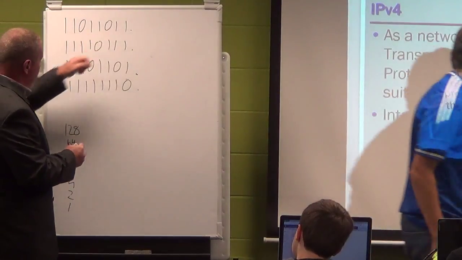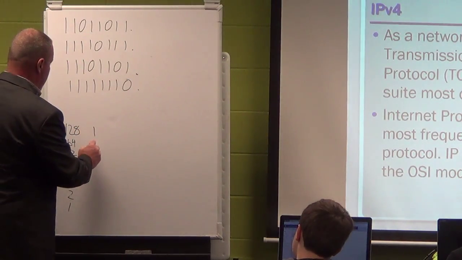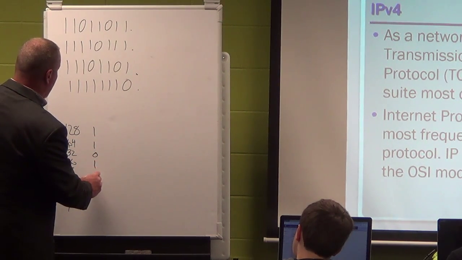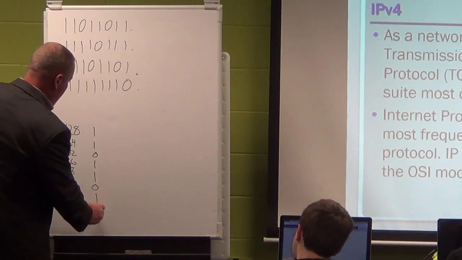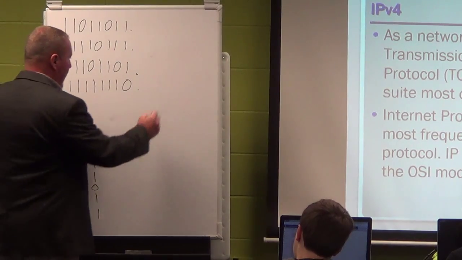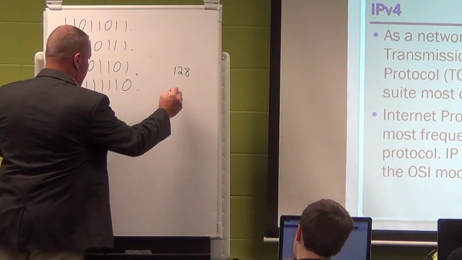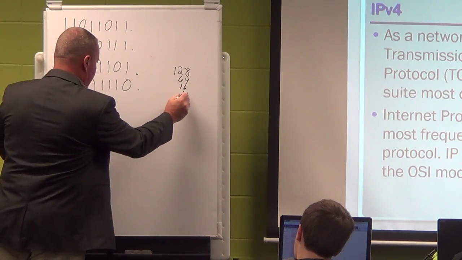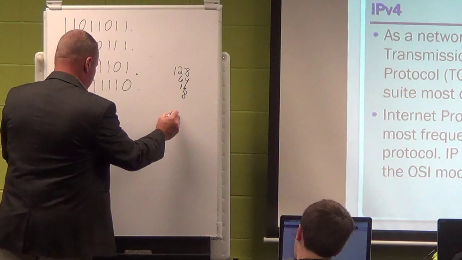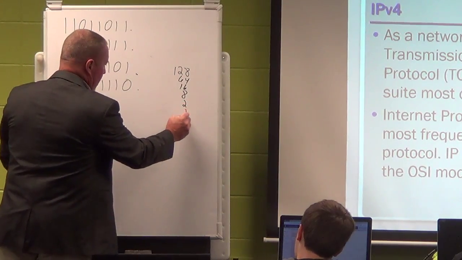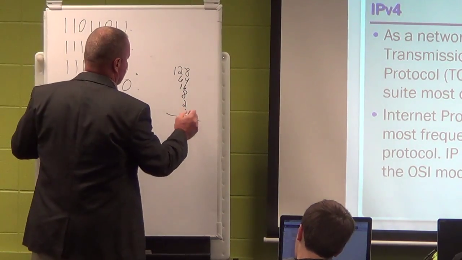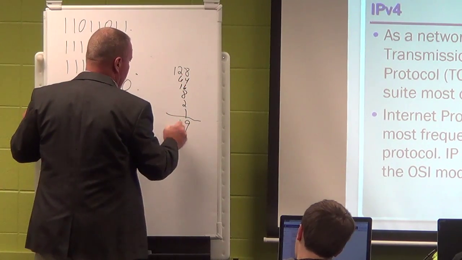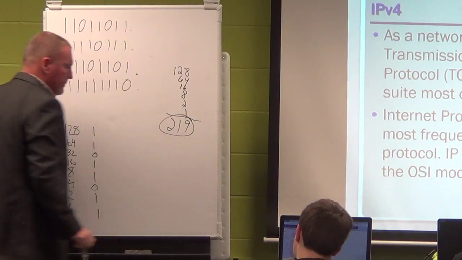So if I put these ones next to it, 1, 1, 0, 1, 1, 0, 1, 1. Now I know that I have to add 128 plus 64 plus 16 plus 8 plus 2 plus 1. 12, 18, 26, 28, 29. 2, 4, 10, 11. 219. Okay?